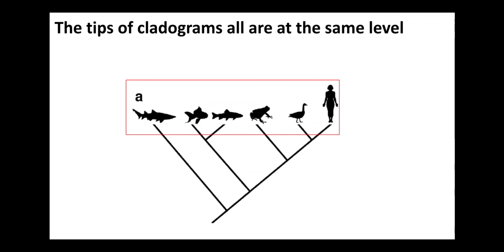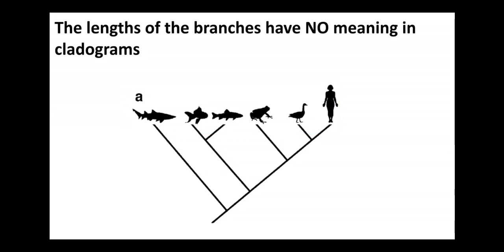You'll notice that the tips of the branches are all at the same level. Typically, a cladogram is going to show extant species, or species that lived at the same time. You could put fossils, extinct species, onto a cladogram, but often we'll use a different style for that.